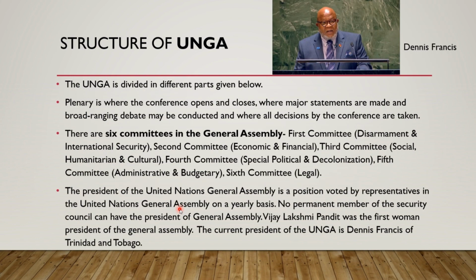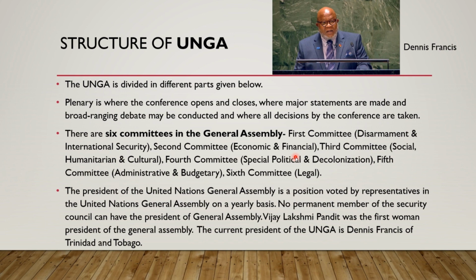Now we get to the structure of UNGA. The UNGA, United Nations Organization General Assembly, is divided into the given parts. First, plenary. Plenary is where the conference opens and closes, where major statements are made and broad-ranging debate may be conducted, and where all decisions by the conference are taken. In simple words, plenary means the main sessions or meetings during a conference where opening and closing sessions are held and many important things are told.